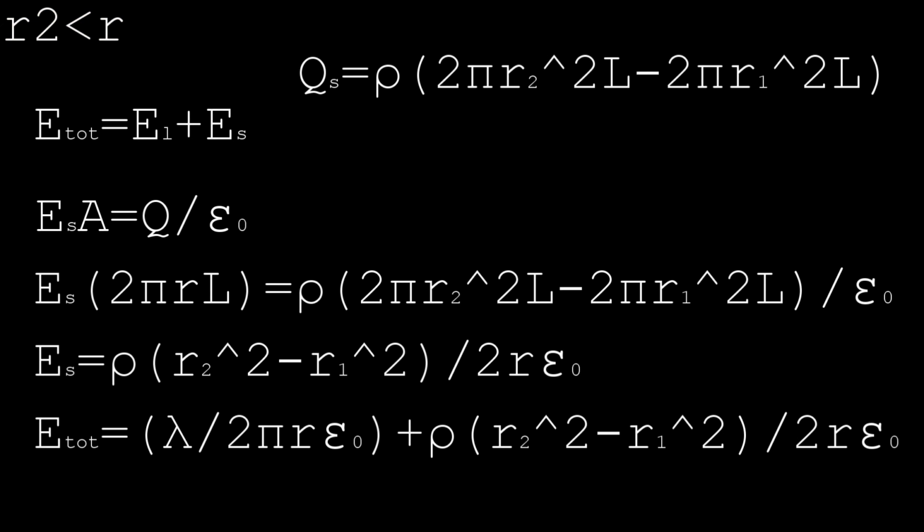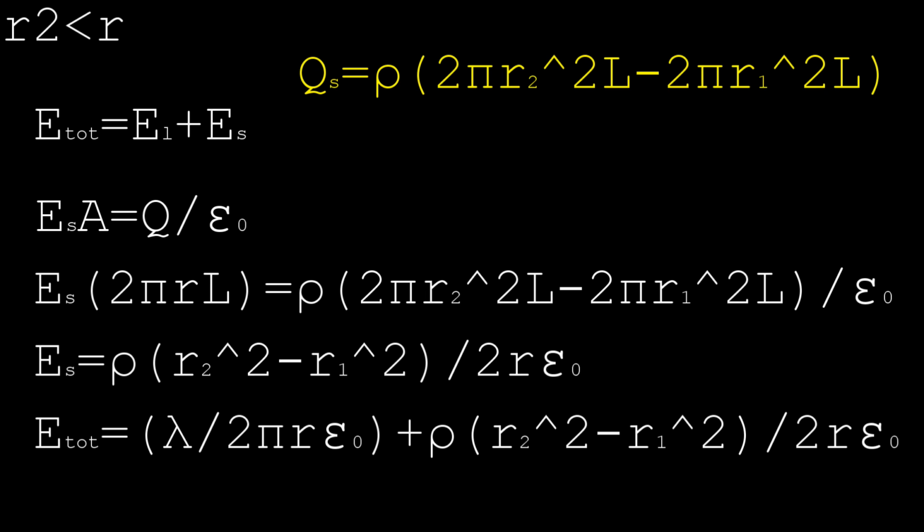We're going to use a similar strategy from before, but with a couple of different numbers. We're going to use the same strategy of the electric field total equals the electric field of the line plus the electric field of the shell. We still use the same electric field of the line because that hasn't changed. It's constant the entire time. But the electric field of the shell will change this time. So this time the Q_S, or the charge of the shell, is equal to rho times 2 pi r2 squared L minus 2 pi r1 squared L.